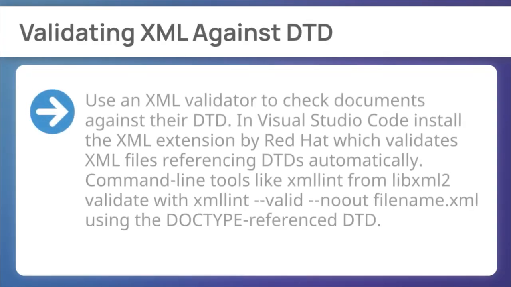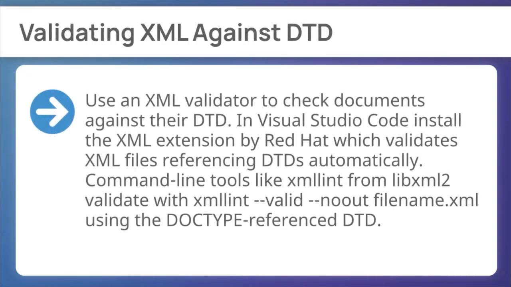Next, validating XML against DTD. Use an XML validator to check documents against their DTD. In Visual Studio Code, install the XML extension by Red Hat, which validates XML files, referencing DTDs automatically. Command line tools like xmllint from libxml2 validate with xmllint --valid filename.xml using the doctype reference DTD.